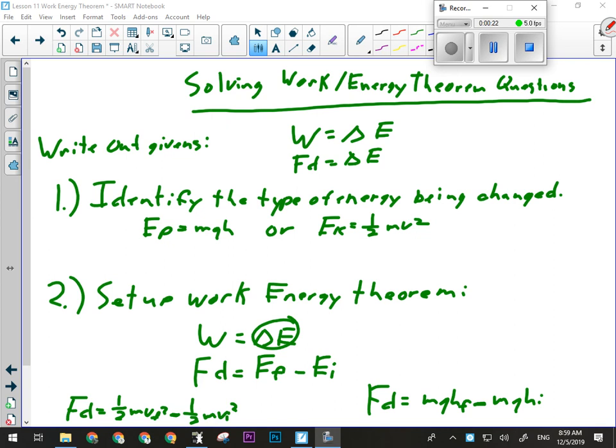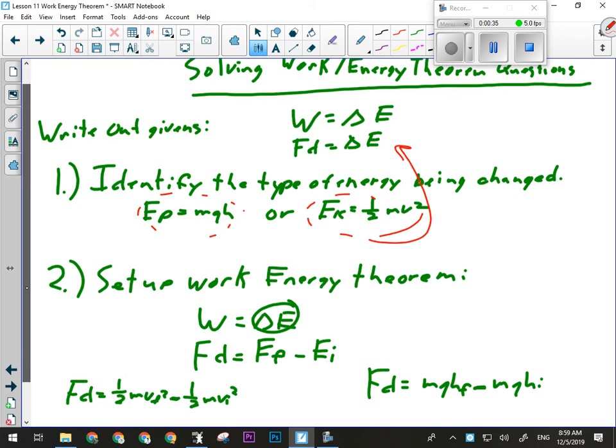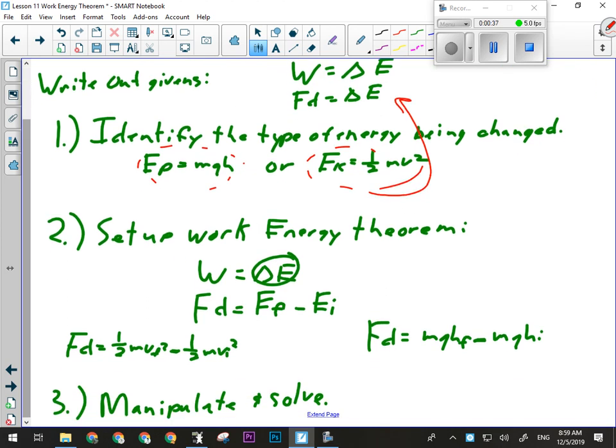These things here will be up here once you've decided that. So the change in energy could be a change in potential or a change in kinetic. Then you're going to set up the work energy theorem. So you could have work is EF minus EI, or FD equals EF minus EI. And that could be for kinetic or potential.